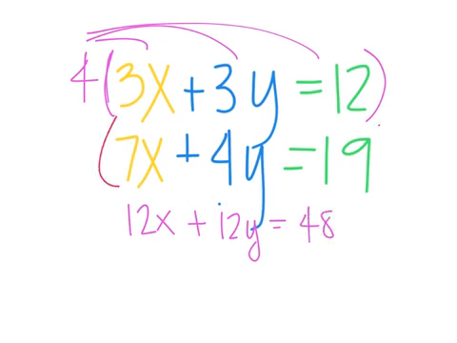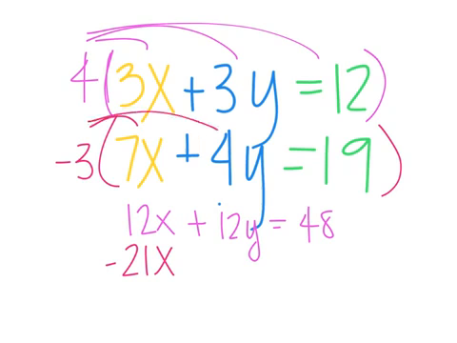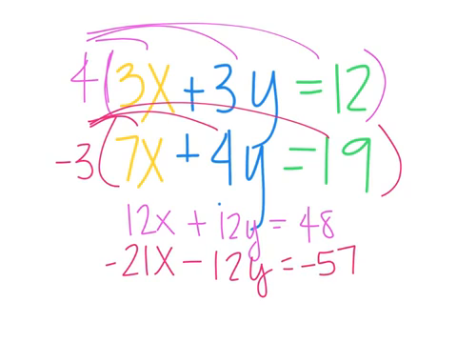What would I have to multiply my second equation by? Negative 3. So negative 3 times 7x is negative 21x. Negative 3 times 4y is negative 12y. And negative 3 times 19 is negative 57.